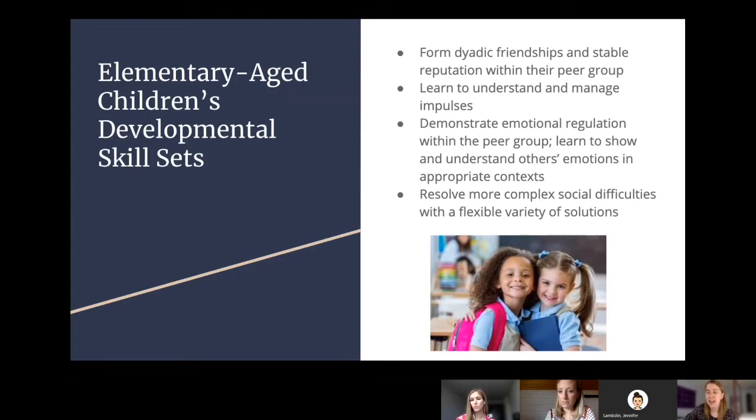When children transition to elementary grades, they should begin to develop dyadic or one-on-one friendships that are stable in nature. At this age, children will also begin to understand their impulses as well as develop techniques for managing these impulses. Similarly, children will start to demonstrate more overall emotional regulation within their friendships and peer groups. While children start to learn more about their emotions and how to regulate them, they will continue to develop their ability to recognize these emotions in others as well across situations and settings. Finally, in elementary school, children will develop their social problem-solving skills.